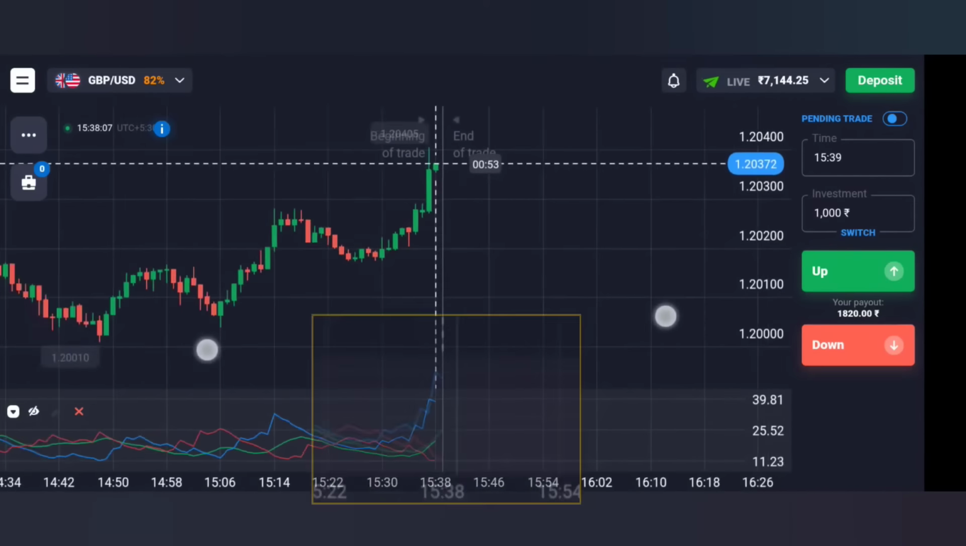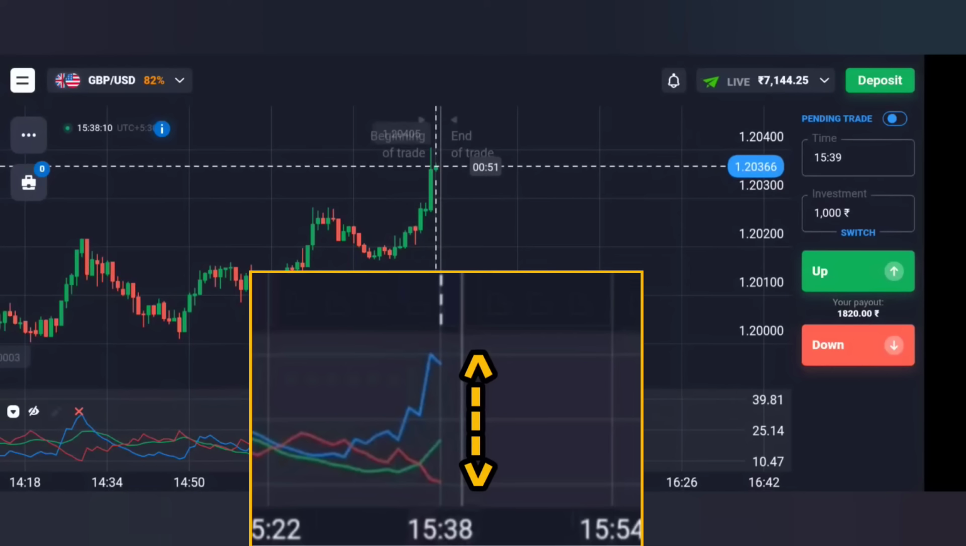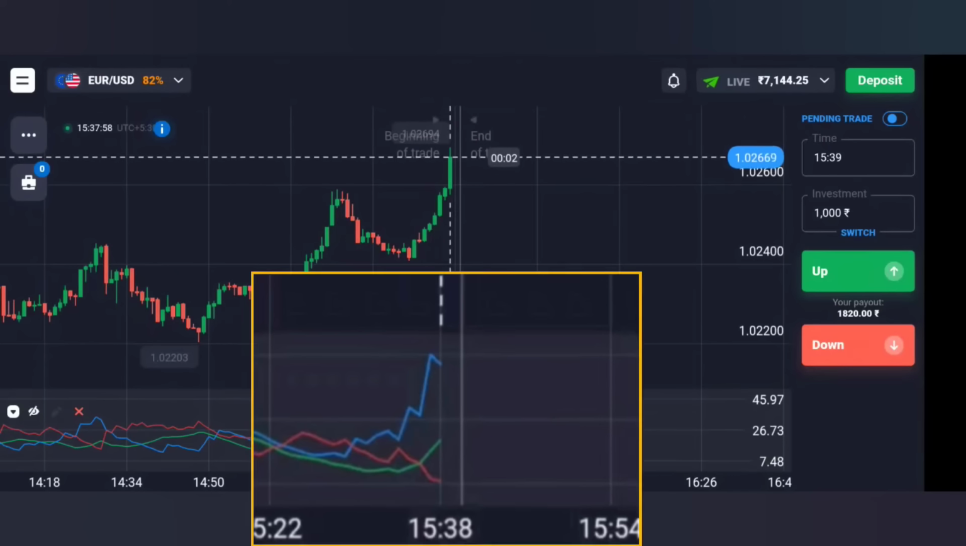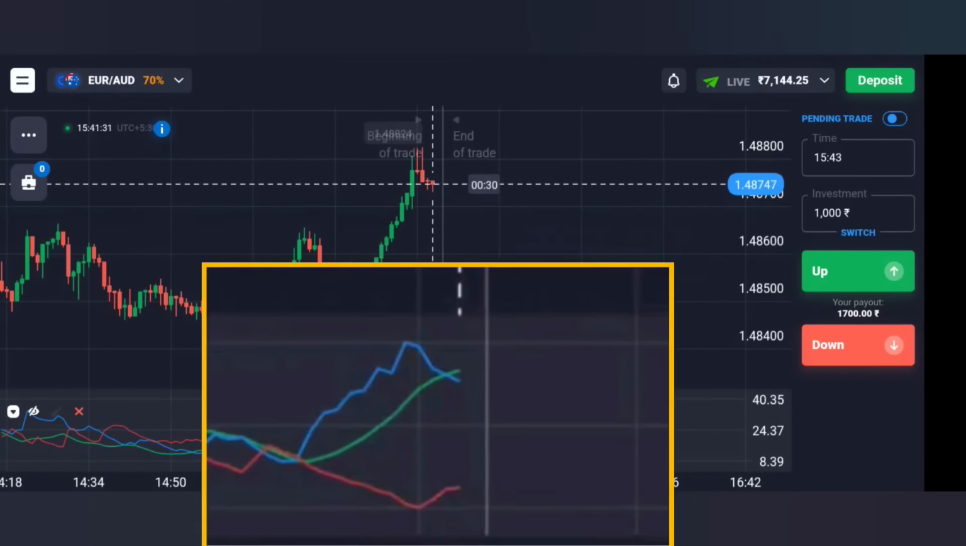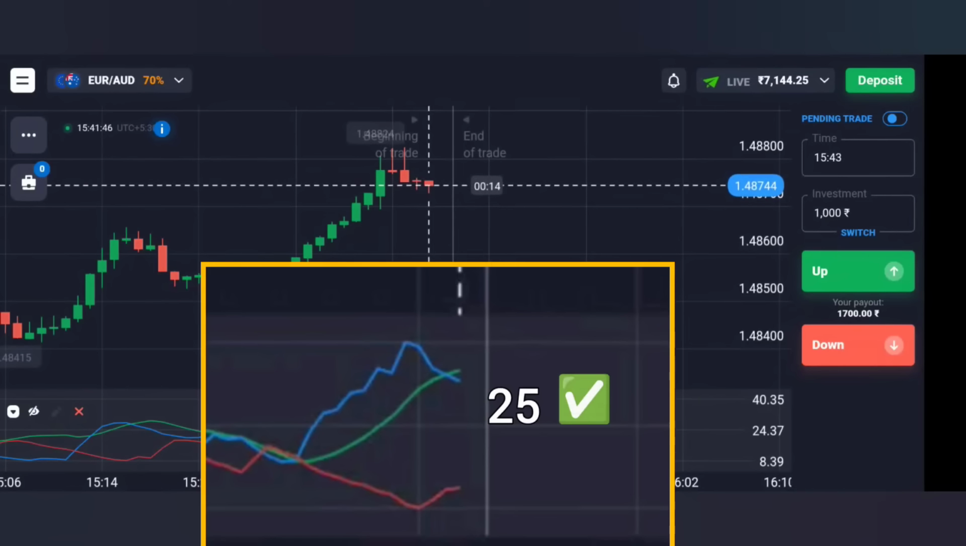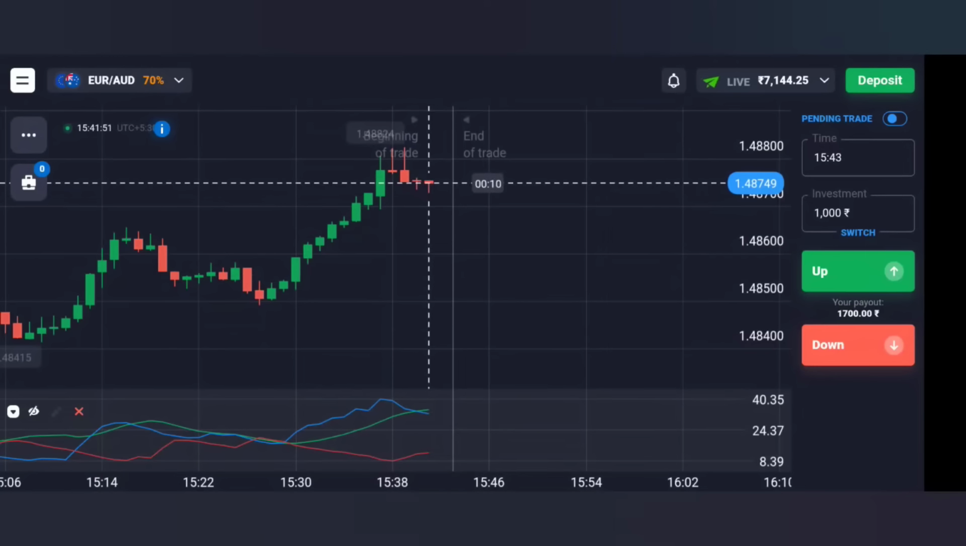In this chart, blue and red lines are far away from each other, but the green line didn't cross our limit, that is 25. If the blue is above the red then it is uptrend, and if the blue is below the red then it is downtrend. Here the blue is above the red, therefore it is uptrend. And also the green line crosses 25. So we place next 1 minute up.